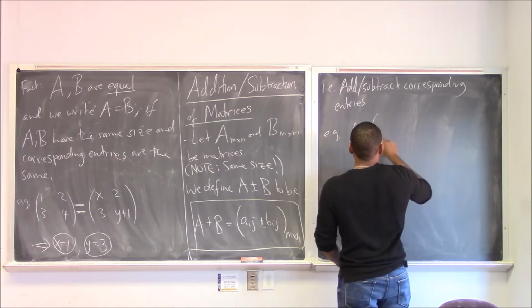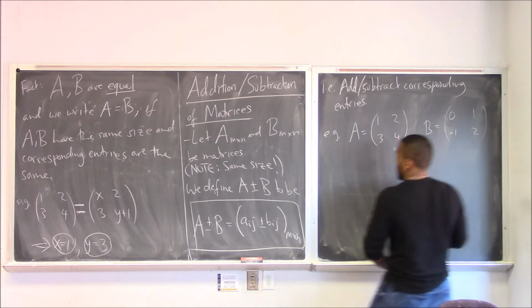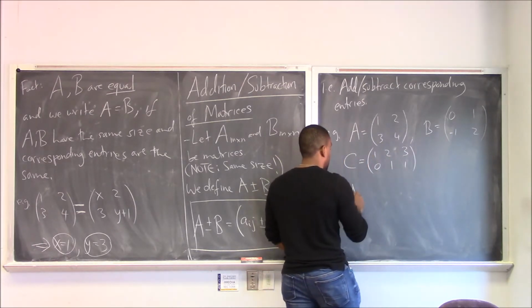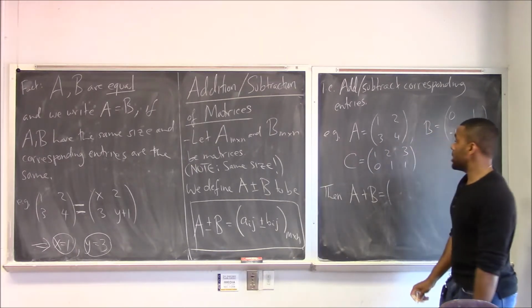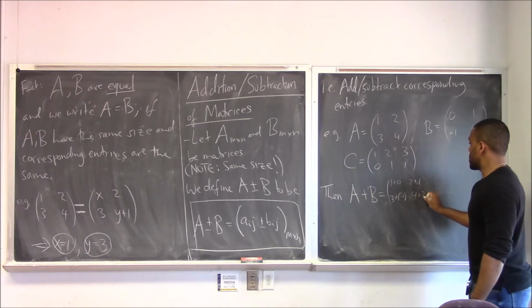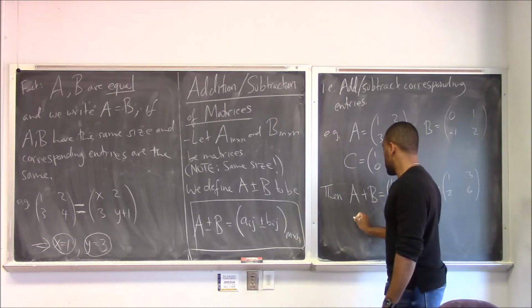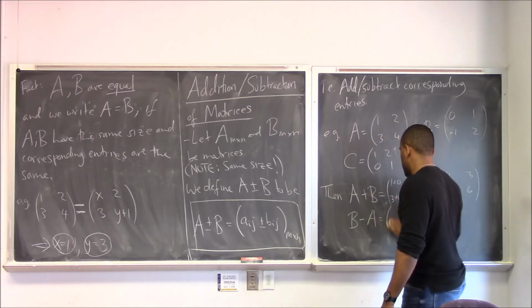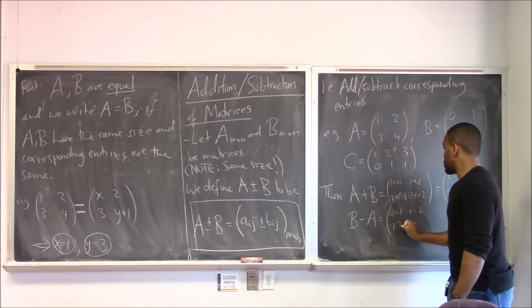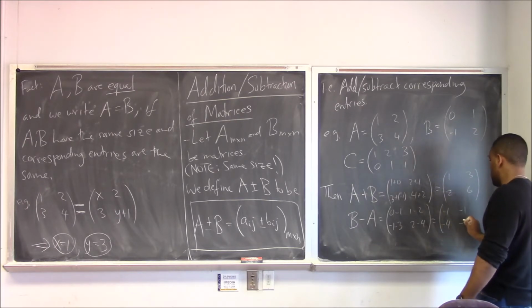Example. Do A plus B here because they're of the same size, and so what I can do is I can add the corresponding entries. And the result of that will be 1, 3, 2, 6. Or I can say take B minus A, and that's me subtracting the corresponding entries. That's 0 minus 1, 1 minus 2, minus 1 minus 3, and 2 minus 4.